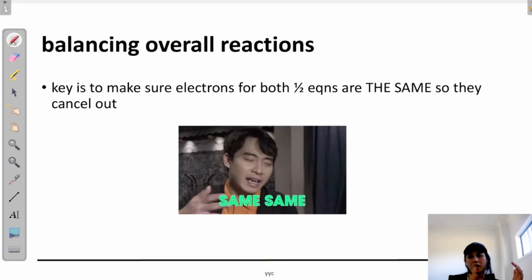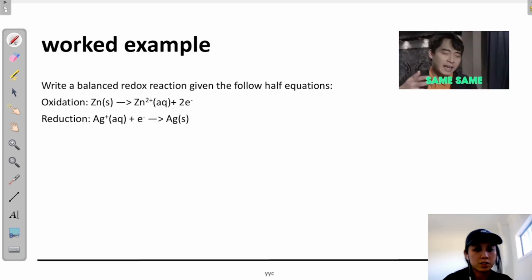Okay, now that we've done the half equations and the more difficult ones, now we talk about, well, what do I do when I combine them? What do I do when I've got a half reaction for oxidation and a half reaction for reduction? You balance them. When you do that, you've got to make sure that the electrons for both half equations are the same. Why? So that we can cancel it out. Okay, let's have a look at what this looks like.